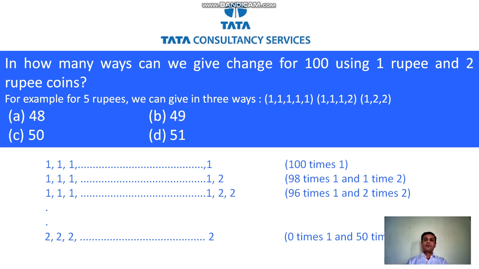Okay. So how many ways can there be? If you count 1, 2, 3, 4 up to 50, these are the 50 ways. Every time we are incrementing one 2 rupee coin and accordingly reducing 1 rupee coins. So these 50 ways are there, plus one way where no 2 rupee coin is used. So the total number of ways in which 100 rupees can be paid using 1 and 2 rupee coins is 51 ways. So simple.